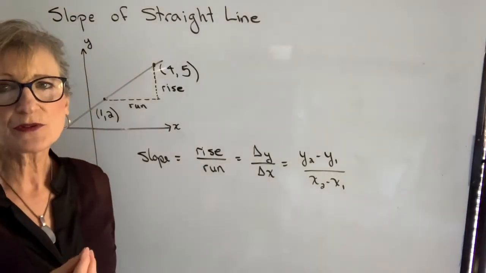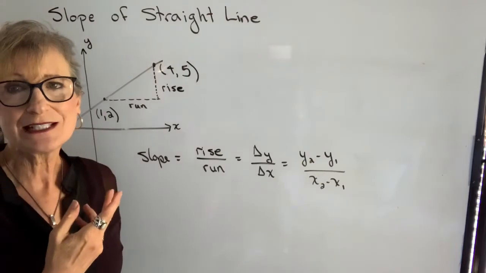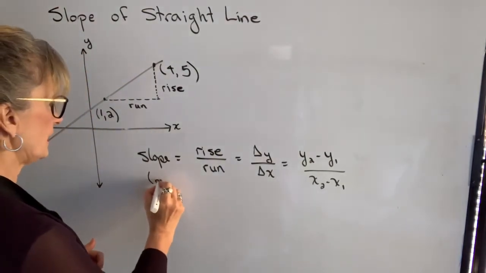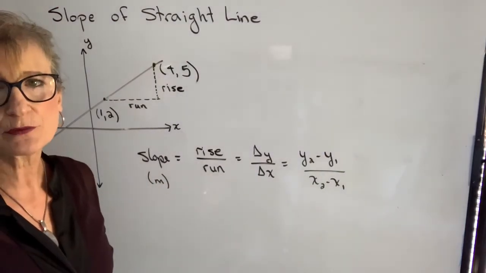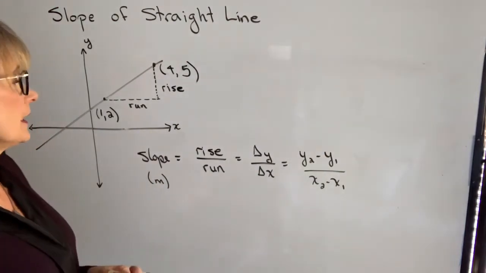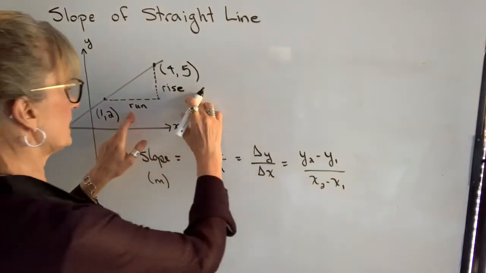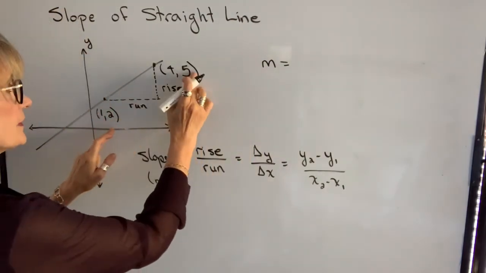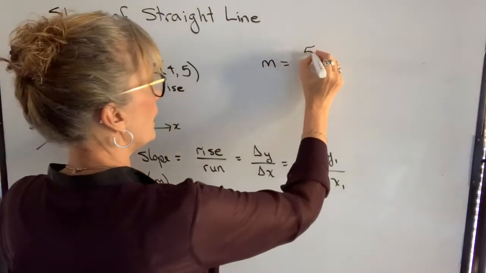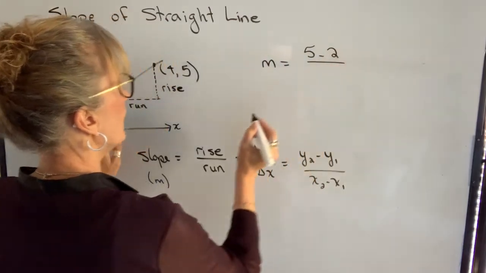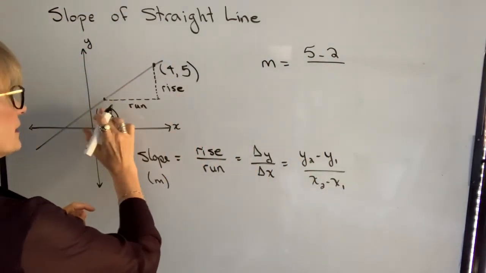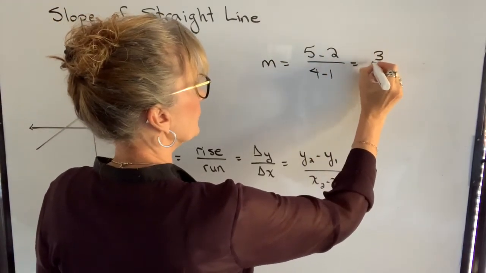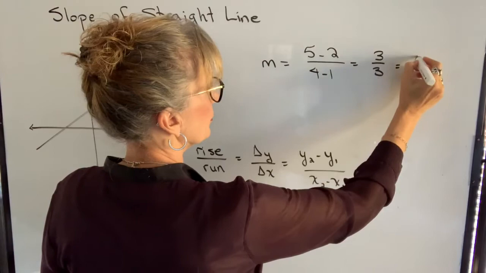If I put actual numbers in for my points, we can fairly easily find the slope. A letter that's used to represent slope is the letter m. So I will use m to represent slope. It's just convention. So if I wanted to find the slope of this line, I would say the slope is equal to the rise, which is y2 minus y1, so 5 minus 2, divided by x2 minus x1, so in this case it will be 4 minus 1, so 3 divided by 3, which we can simplify to a 1.